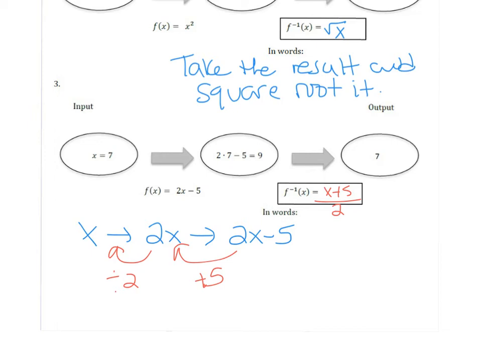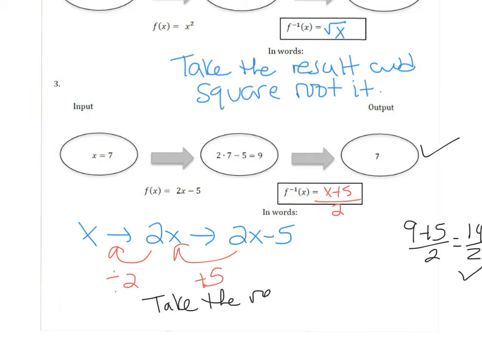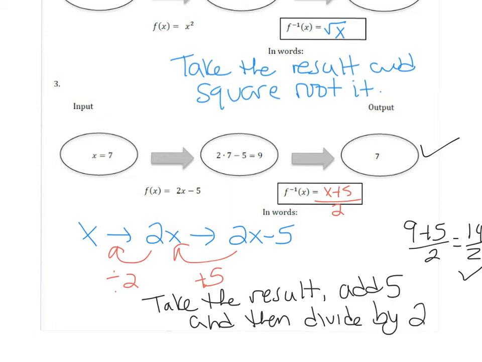So let's check that. If we plug in 9, will we get 7? So 9 plus 5 is 14, divided by 2, that is 7. It worked. So in words, you should write take the result, add 5, and then divide by 2.